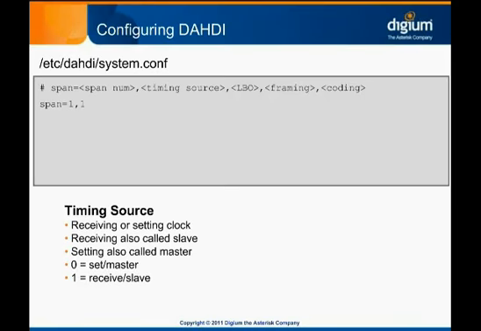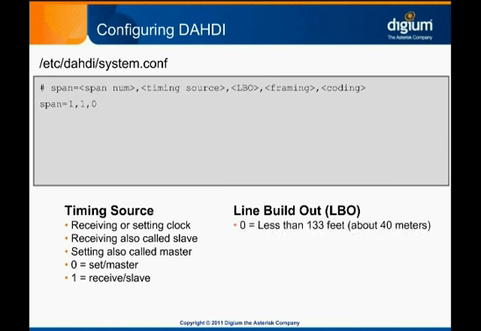The next setting is the line buildout, or LBO. This setting is related to the electrical impedance on the line. If the physical cable between the span and its next hop is less than 133 feet, a value of 0 here is appropriate. For longer cable lengths, consult the table in the sample system.conf file. Note that it's only the length of the cable directly plugged into the span that is considered. It is not the distance between the span and the telco.